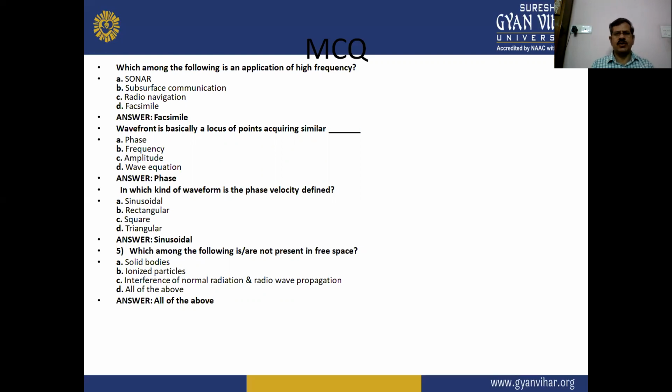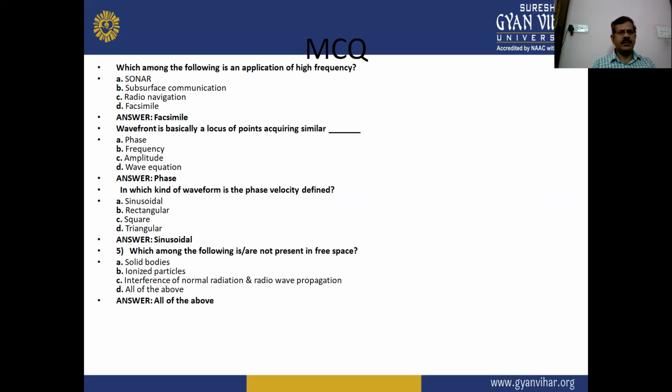There are some multiple choice questions for these topics, so we will discuss these multiple choice questions one by one. Question first: which among the following is an application of high frequency? Option A, sonar. Option B, subsurface communication. Option C, radio navigation. Option D, facsimiles. So the correct answer is option D, facsimile.